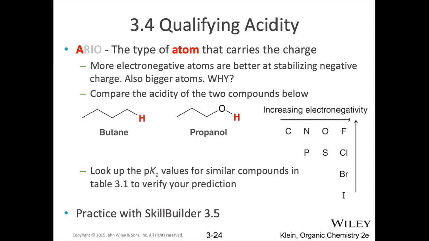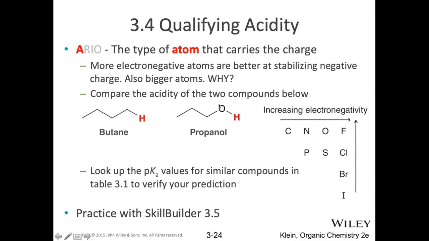So the A in ARIO comes from the type of atom that's carrying the charge you're looking at. So let's compare these two molecules. Here we have butane, which is an alkane. So notice that the hydrogen we're going to break off here is attached to a carbon. Here we have propanol, which is an alcohol, and here the hydrogen is connected to an oxygen. So when we break these respective bonds with hydrogen, the resulting conjugate base will have a negative formal charge on the other atom. So, is a carbon better at stabilizing a negative charge, or is the oxygen better?